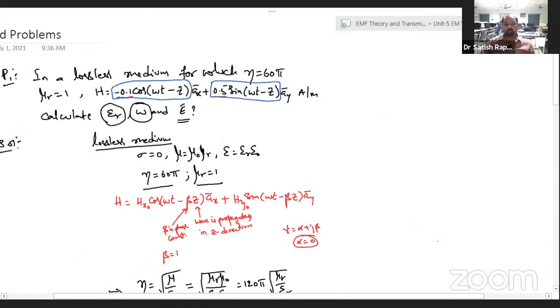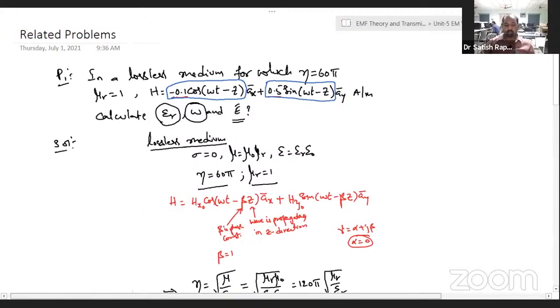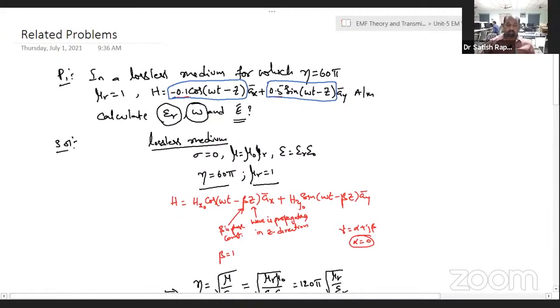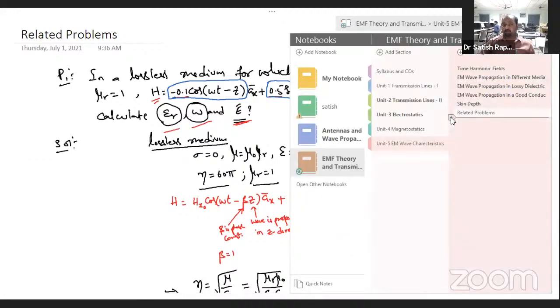And then we have done a related problem. H is given. We have determined epsilon r, omega, and E from the given data. So that is what we discussed in our last class.